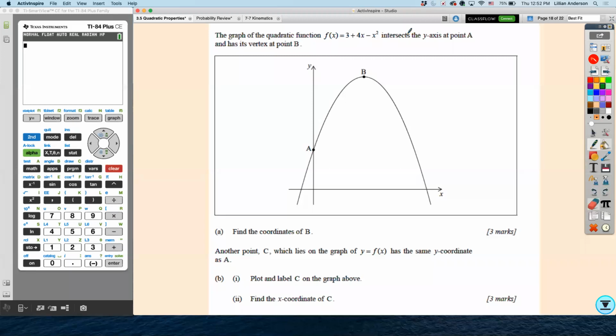So here we go. The graph of a quadratic function f(x) = 3 + 4x - x squared intersects the y-axis at point A and has a vertex at point B. First off, before we even look at the questions, you should start to evaluate the quadratic using what you know about the properties and the forms. This form of the quadratic, out of the three that we talked about, general, factored, vertex, which form is it? General. It is general. It's just written how?